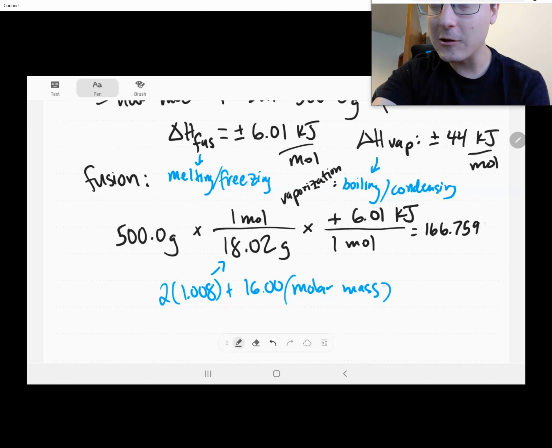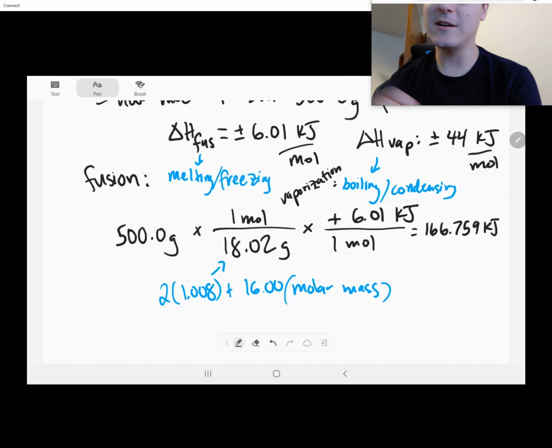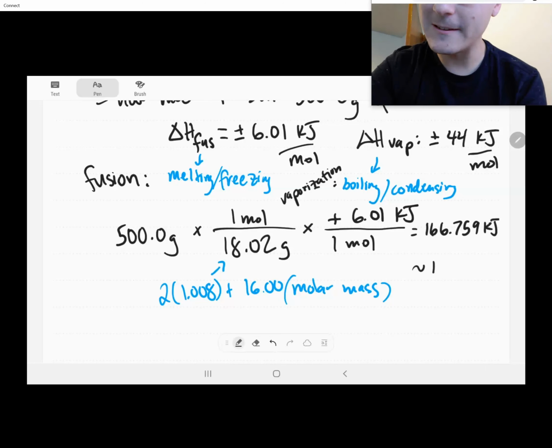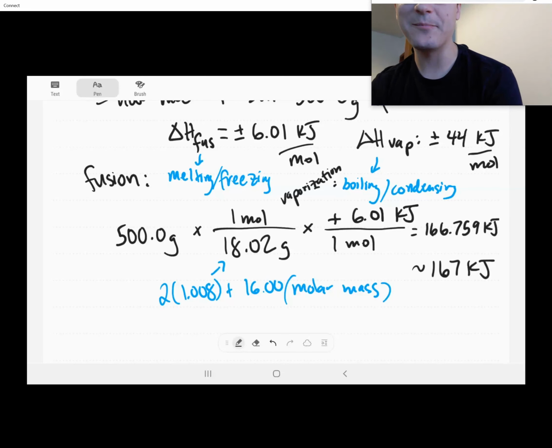166.759 kilojoules. Aha, yes indeed. We need our sig figs. How many sig figs shall we use here? I agree, 3. So that should be 167 kilojoules. Actually, for this delta H, we're going to have to use the sig figs for that, because that is a measured quantity.